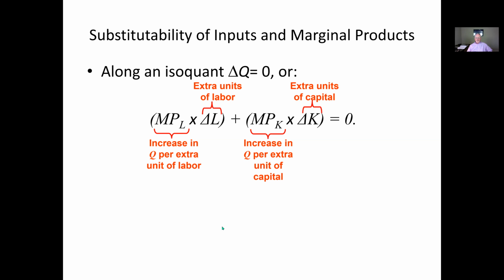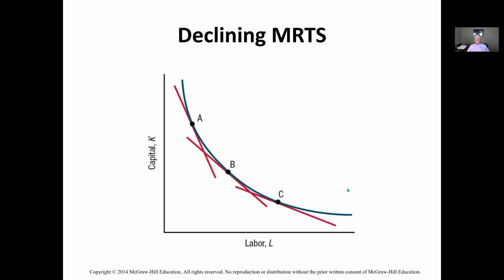This is the separate effects of changes in both labor and capital. So it's an approximation. But what we get to here then is the ratio of the marginal product of labor over the marginal product of capital is equal to the negative of delta K over delta L, which is the negative of the slope of the isoquant at a point, and that's the MRTS.